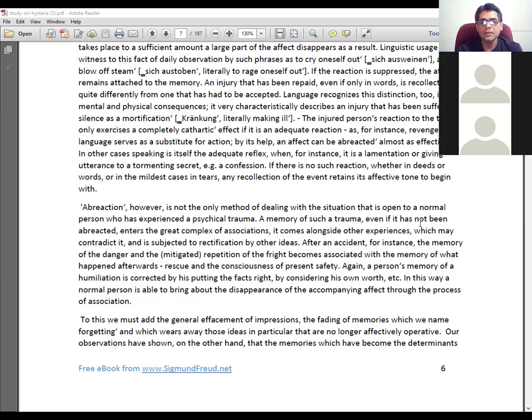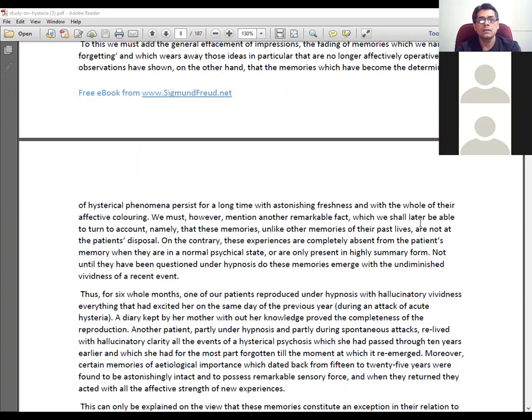In this way, a normal person is able to bring about the disappearance of the accompanying affect through the process of association. To this, we must add the general effacement of impressions, the fading of memories, which we name forgetting, and which wears away those ideas in particular that are no longer effectively operative. Our observations have shown, on the other hand, that the memories which have become the determinants of hysterical phenomena persist for a long time with astonishing freshness, and with the whole of their affective coloring. We must, however, mention another remarkable fact, which we shall later be able to turn to account, namely that these memories, unlike other memories of their past lives, are not at the patient's disposal. On the contrary, these experiences are completely absent from the patient's memory when they are in a normal psychical state, or are only present in highly summary form.